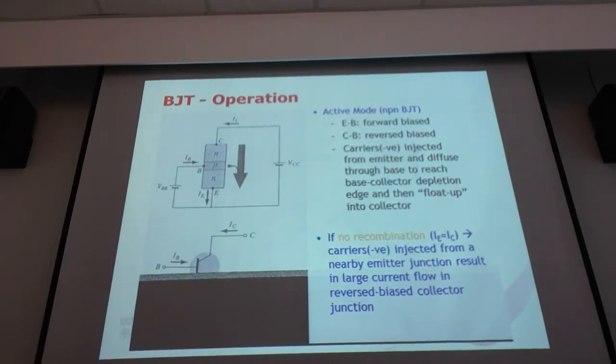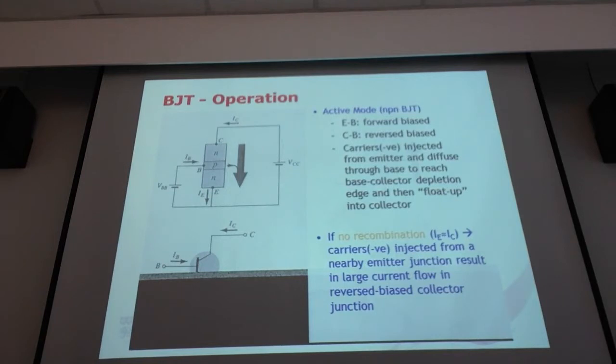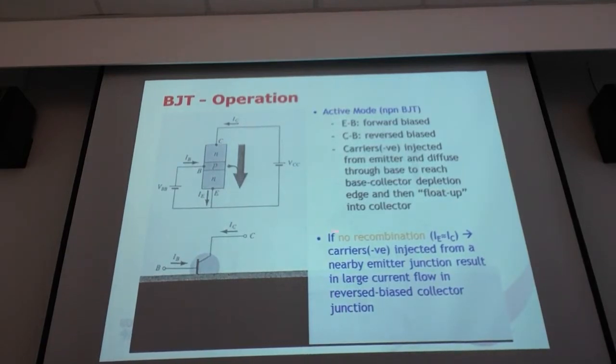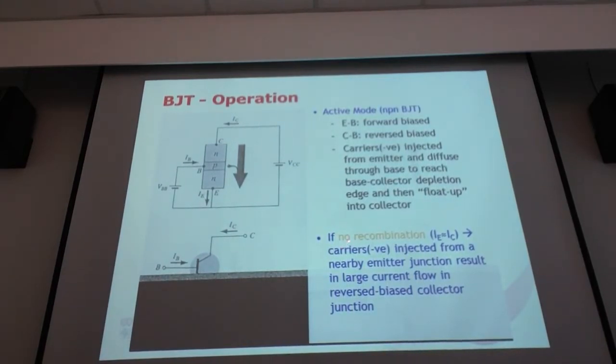If there's no recombination at all, which is ideal but never possible, the current in the emitter will be exactly the same as the current collected here, which means all the carriers injected have reached the collector. This will result in a very large current flow here in the CB interface.